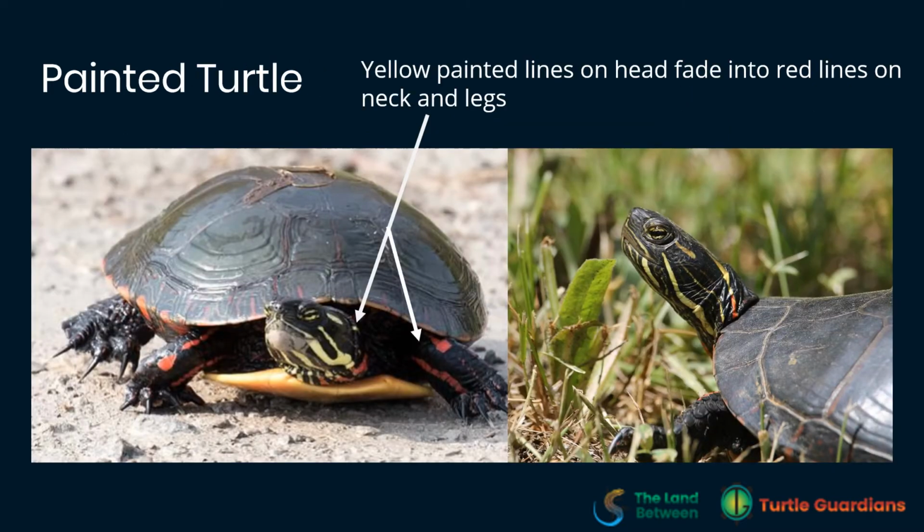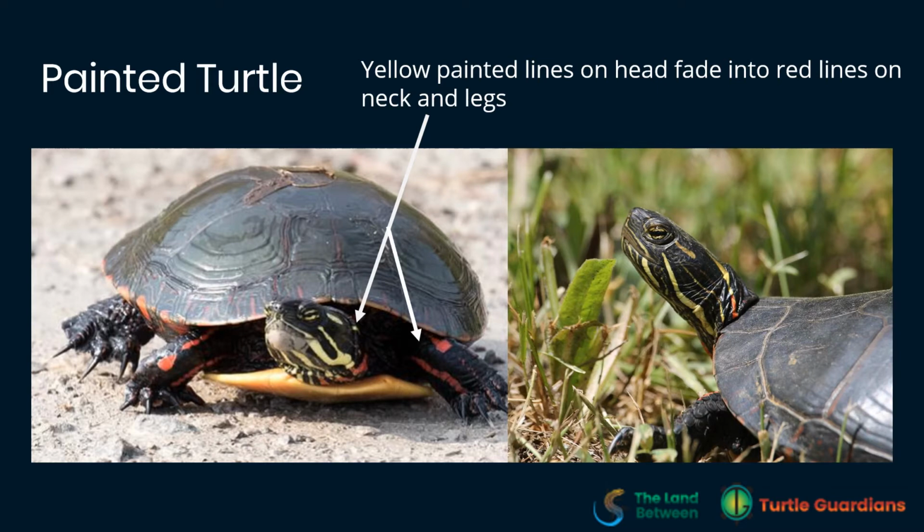So the first turtle we're going to look at is the painted turtle. Now the painted turtle actually has some subspecies, and the subspecies we find in the land between is the midland painted turtle, just for your information. We also have the western painted turtle in Ontario, but that's not found in the land between.